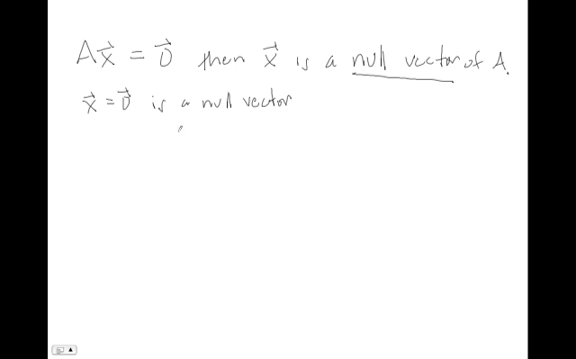And then when we really talk about the null space of A, the null space of A is the set of A's null vectors.